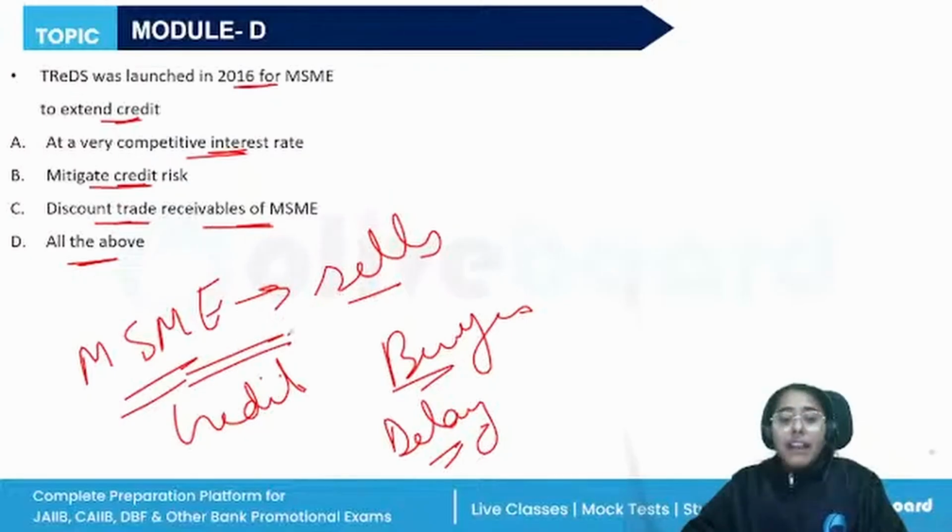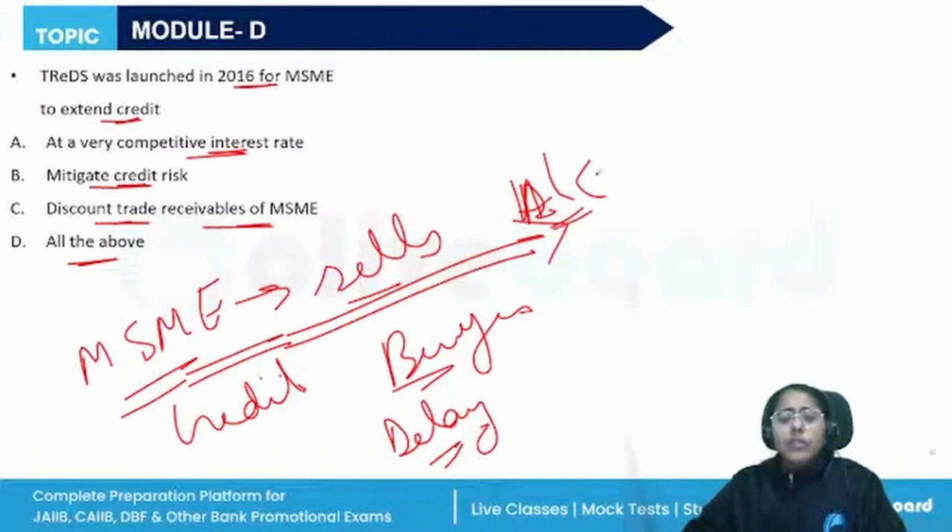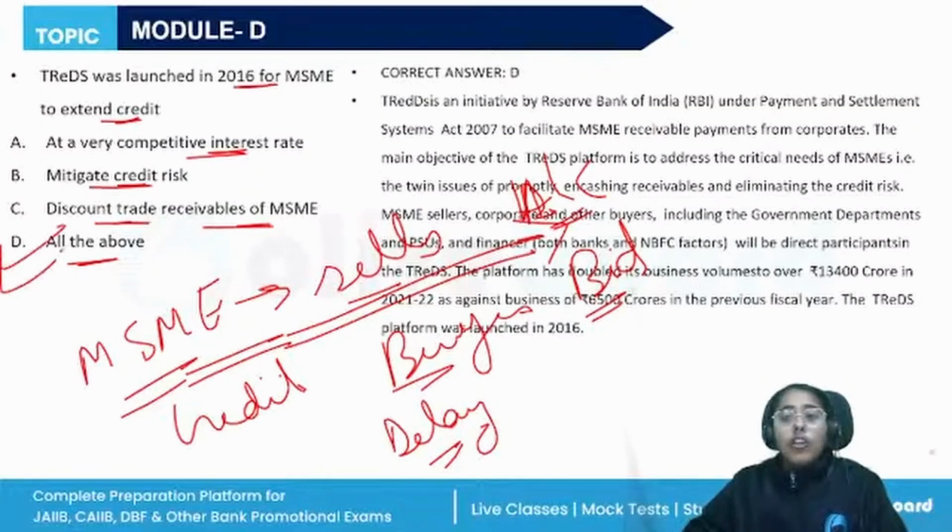On the TREDS platform, the MSMEs can go and post their account receivables or discounted receipts, which will then be priced by the bidders, and the maximum price or the maximum bidding will be accepted. So the correct answer will be D, all of the above. All of the above.